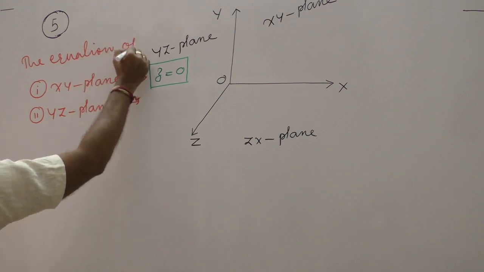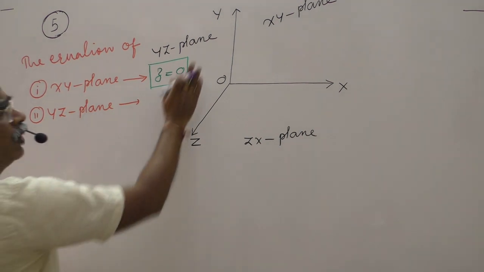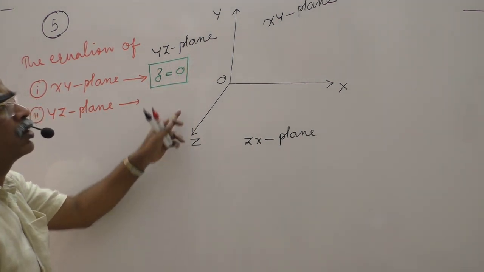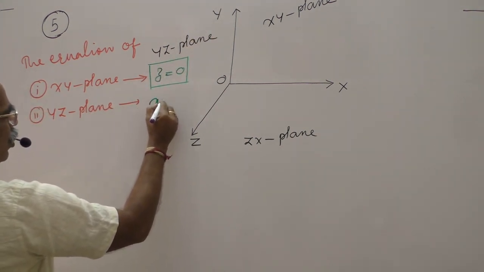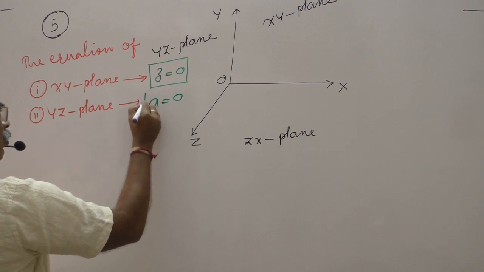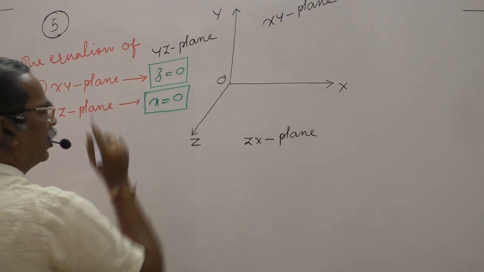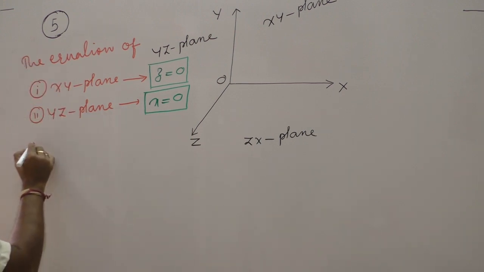The equation of the xy plane is z equal to 0. The yz plane will contain many points. They have only yz coordinates, no x coordinate. Therefore, all the points on the yz plane will have x coordinate 0. That is the condition, that is the equation.